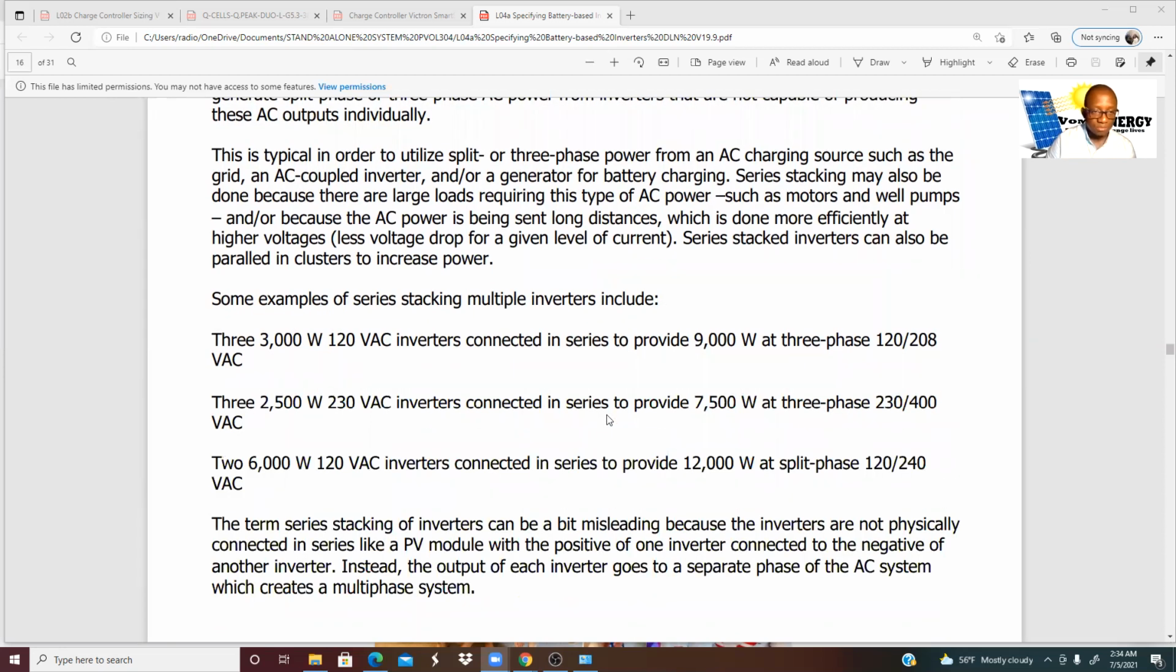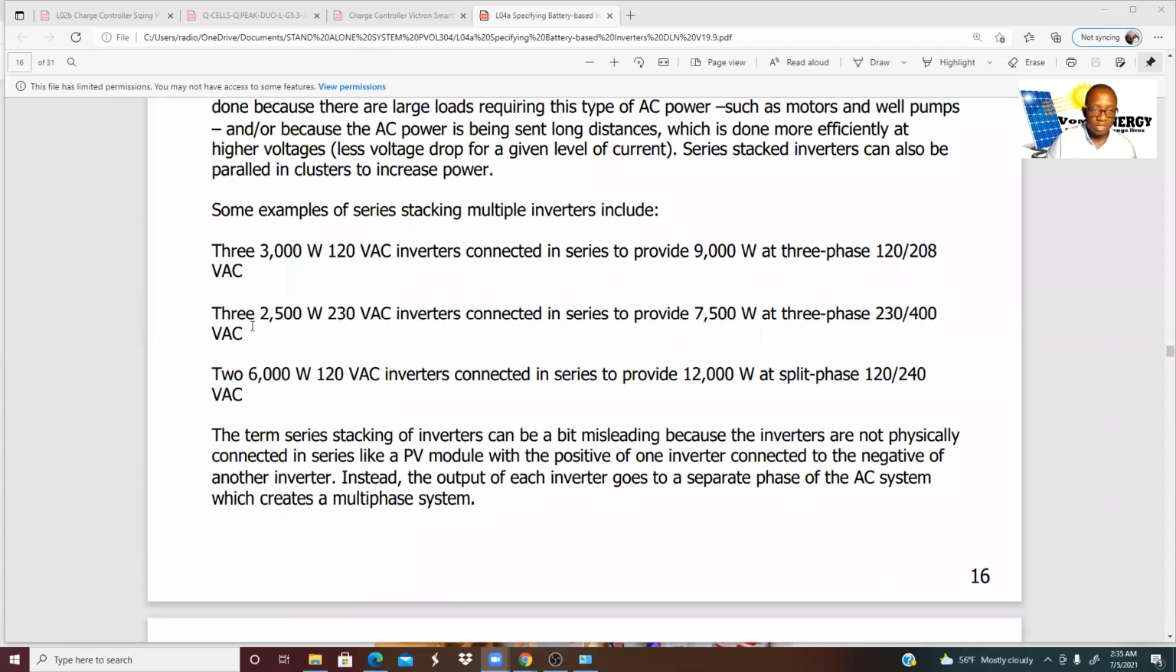Three 3,000 watt 120-volt inverters connected in series to provide 9,000 watts at three phase 120 by 208 volts. We had three 2,500 watt 230-volt inverters connected in series to provide 7,500 watts at three phase 330 by 400 volts.